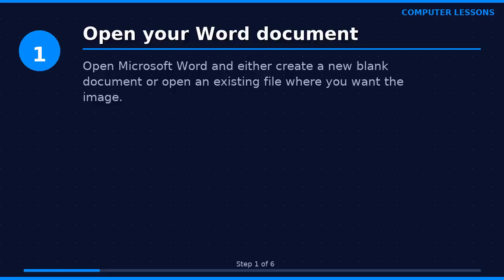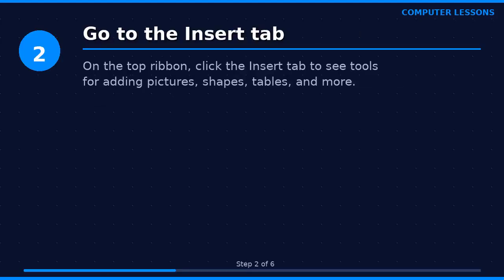Step 1. First, open Microsoft Word and load the document where you want to add your image. This can be a brand new blank document or a file you've already been working on. Once it's open, click your mouse where you'd like the picture to appear.